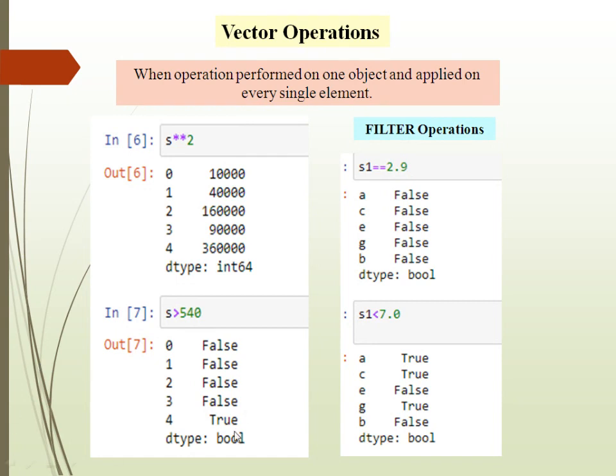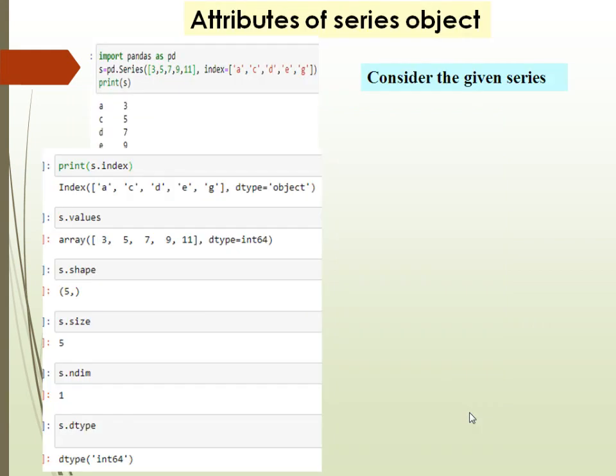Clear? So the next point is S1 less than 7.0. Again, S1 is the series. We are going to check whether the values which are present in the series are less than 7.0 or not. If the values are less than 7.0, it will of course display true. Otherwise, it will display false. Clear? So you have to try in Jupyter yourself. Then it will be more clear. Understood?